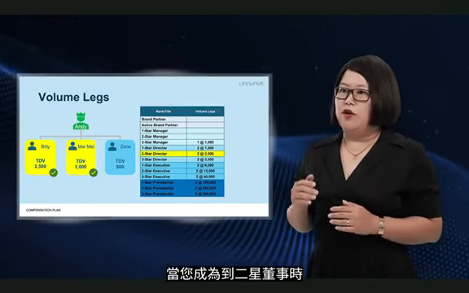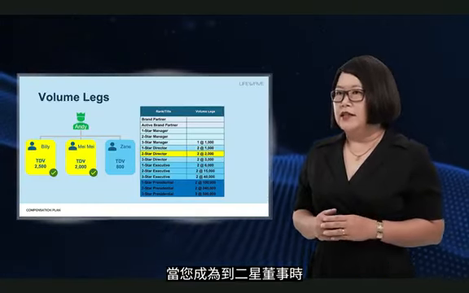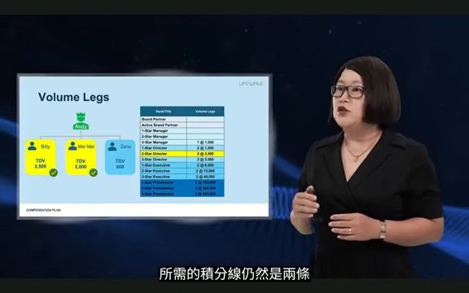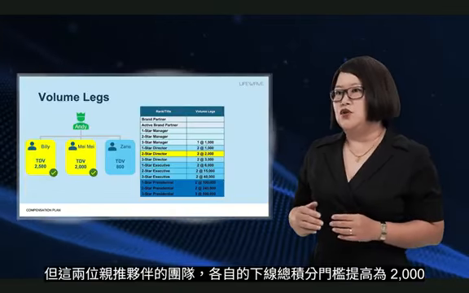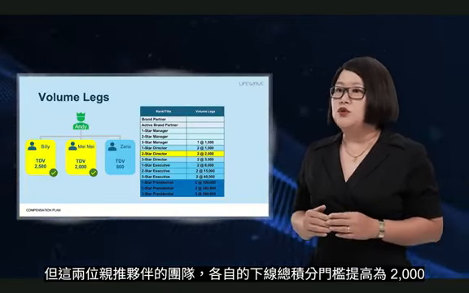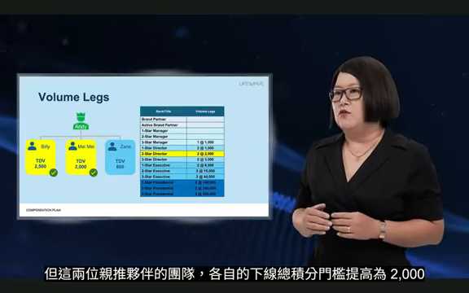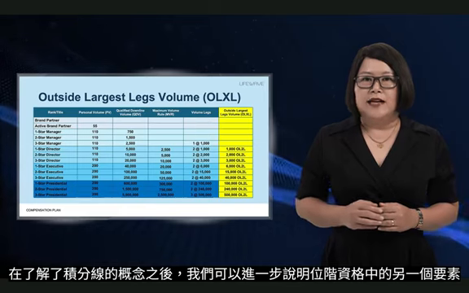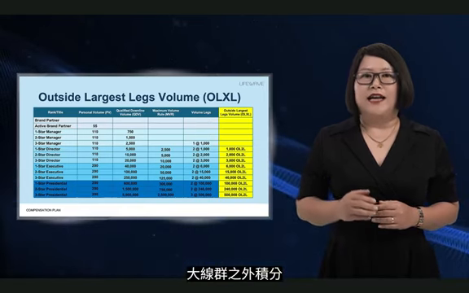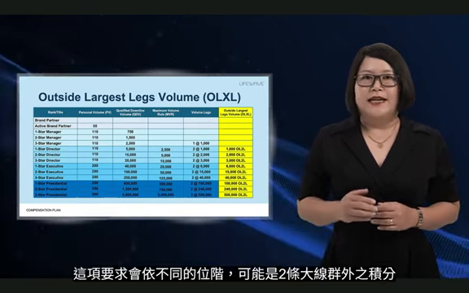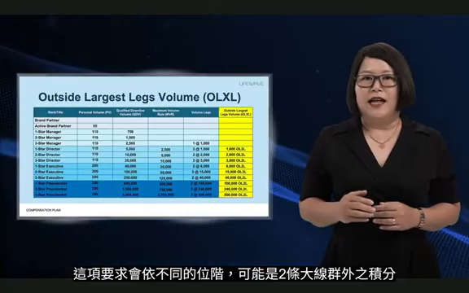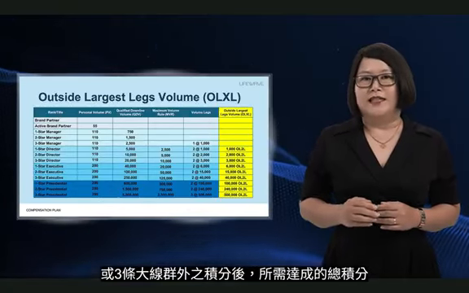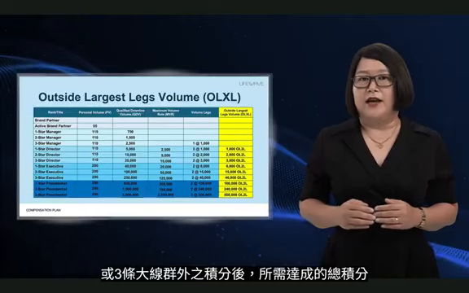As you move up to the requirements of a 2-star director, the volume legs required is still 2, but each of those 2 must now have a minimum of 2,000 total downline volume each. With an understanding of volume legs, we can now discuss the rank qualification of outside largest legs volume. This is referred to as outside largest 2 legs or outside largest 3 legs depending on the rank.